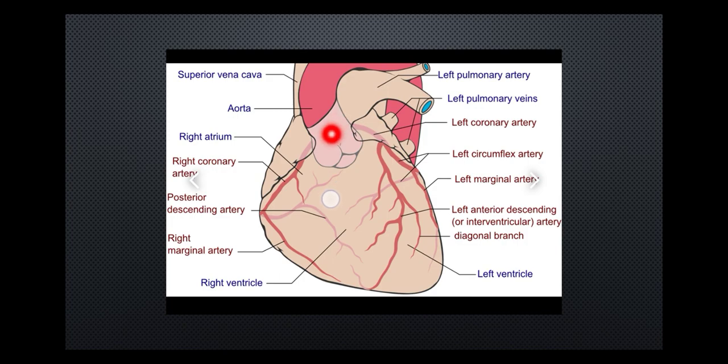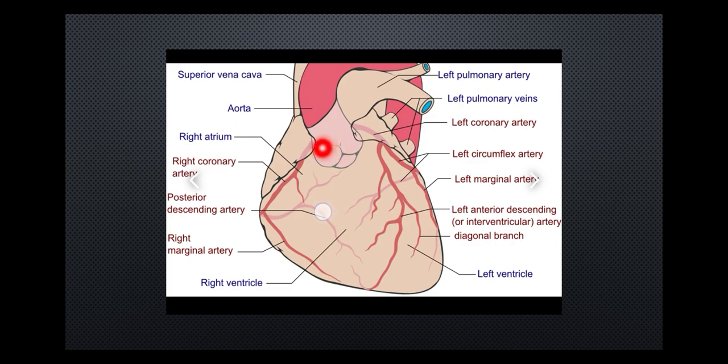Now, this is the right coronary, that is the left coronary, and from it branches off the left anterior descending artery, from which arise the diagonal branches. This bifurcates and turns around the heart, and that is called the circumflex artery, the left circumflex. So what are the two main branches of the left coronary? The left anterior descending and the left circumflex.